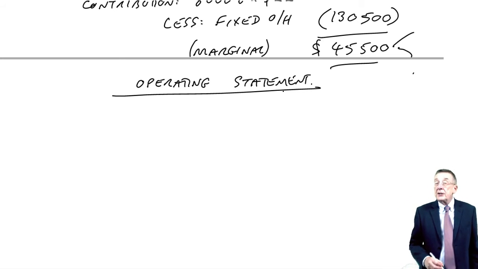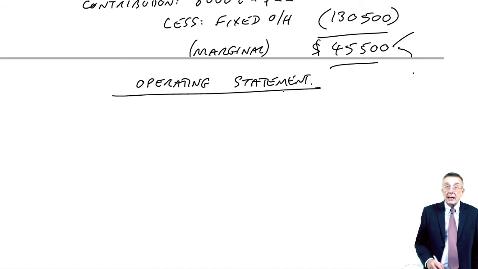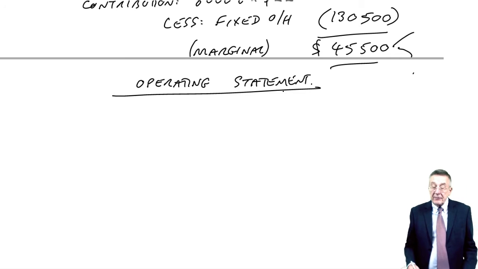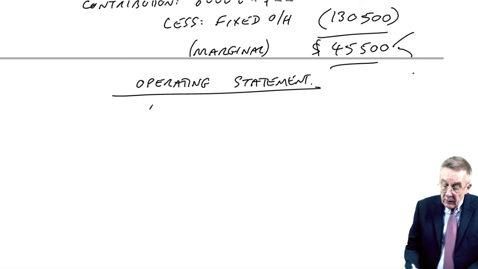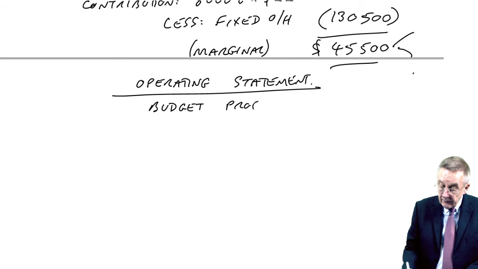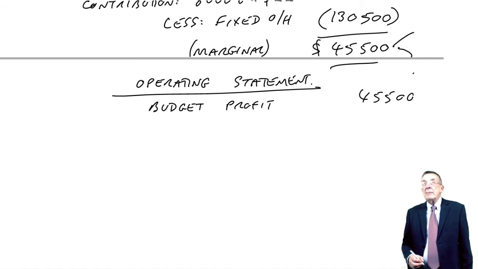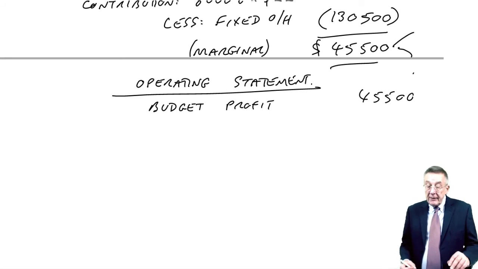And as you'll see, only two things change. I'll highlight them. Otherwise, everything's as before. We start off with the budget profit, which we just calculated, 45,500. Why is the actual profit going to be different?